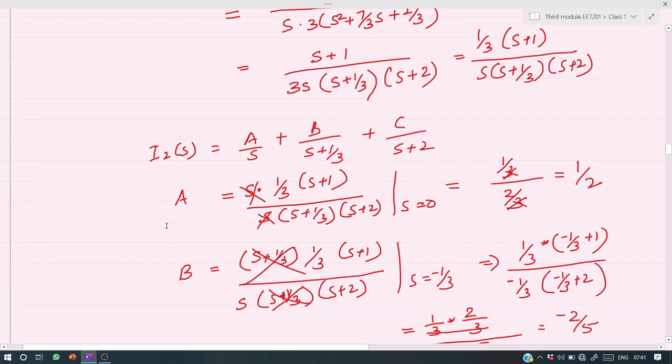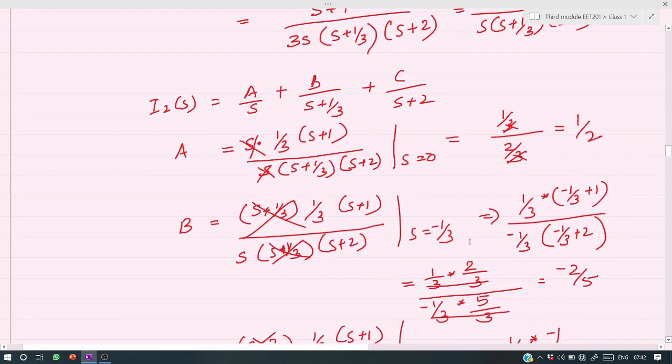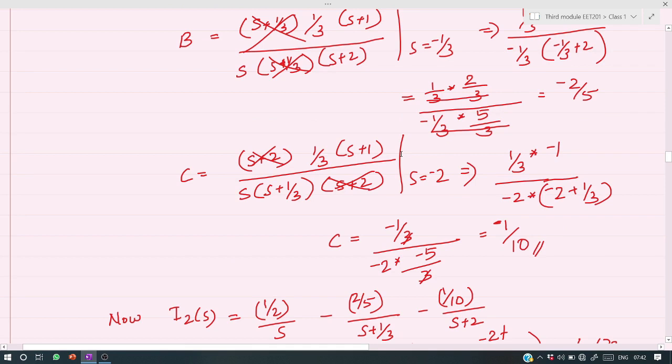After solving, we can obtain A as 1 by 2. Similarly, B can be obtained by multiplying this equation with S plus 1 by 3 and equating S is equal to minus 1 by 3 in this equation. After solving, we can obtain B as minus 2 by 5. In a similar way, we can find out C by multiplying the equation I2 of S with S plus 2 and equating S is equal to minus 2 in that expression. After solving, we can obtain C as minus 1 by 10.